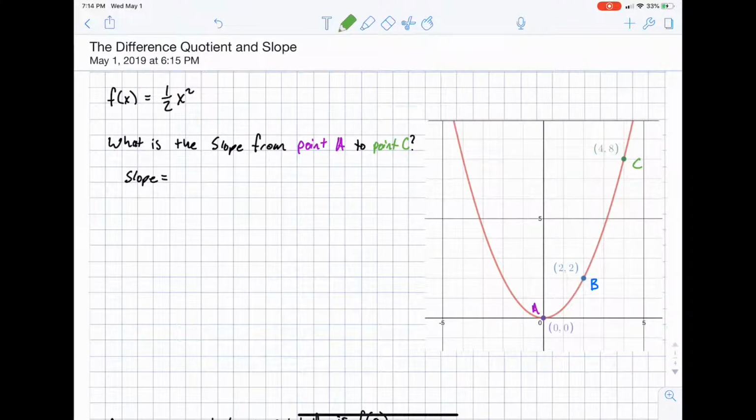Today we're going to look at the difference quotient and slope. I'm going to start the conversation talking about slope, and then we'll get to the difference quotient and how we're going to use that along with slope. All right, so first of all, what is slope?